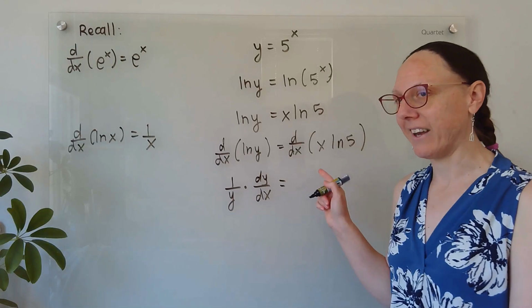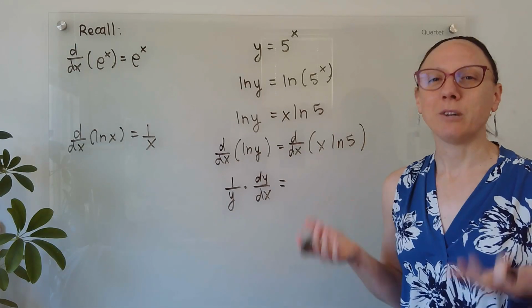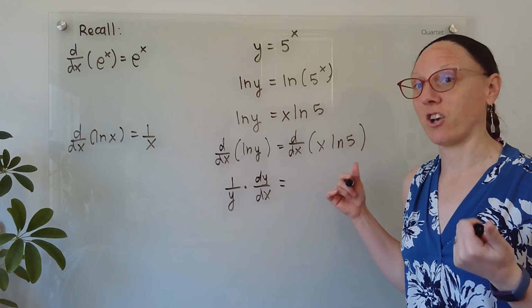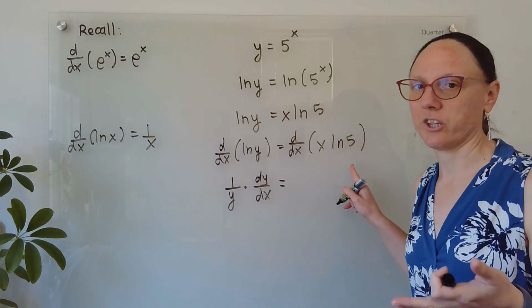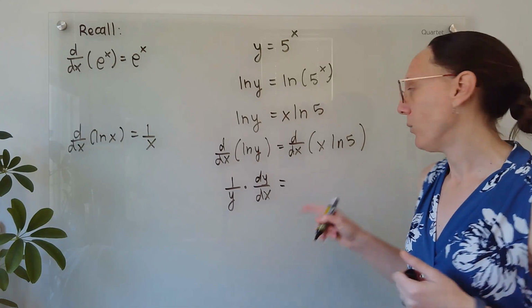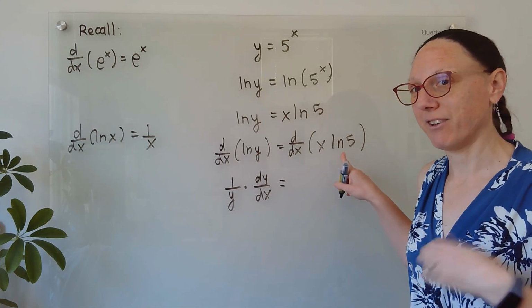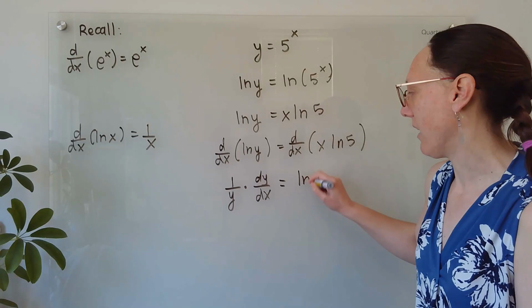Now on the right-hand side, this may look messy, but we just need to remember that the natural log of 5 is a constant. So if this just said x times 3, and we took the derivative, we would get 3. Well, it says x times natural log of 5, so when we take the derivative, we're going to get natural log of 5.